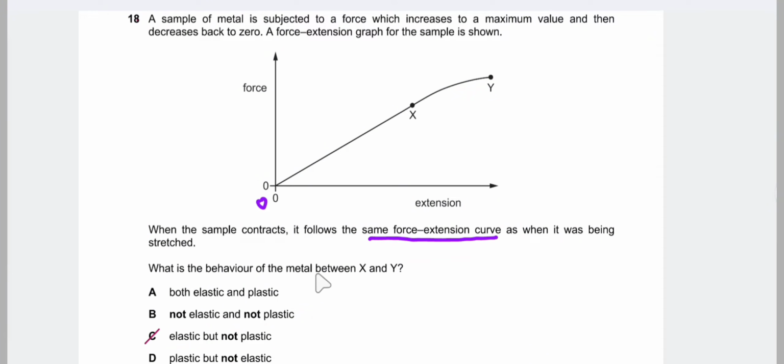What is the behavior of the metal between x and y? So is it elastic deformation or is it plastic deformation? So here we can see that it returns to an extension of 0. Since the extension returns to 0, it is obviously an elastic deformation, and it is not plastic deformation.